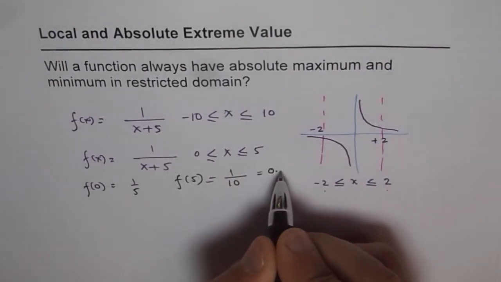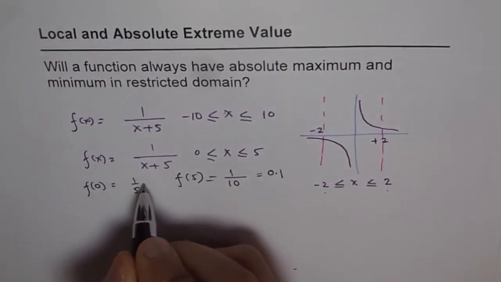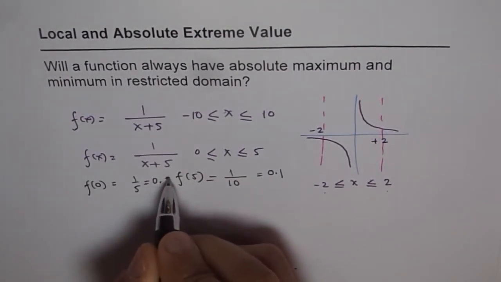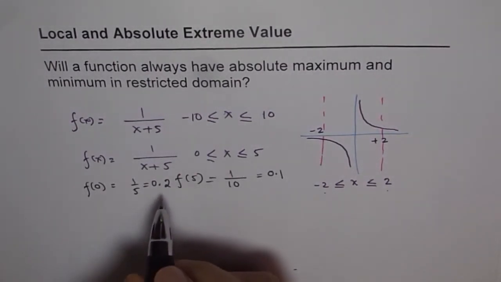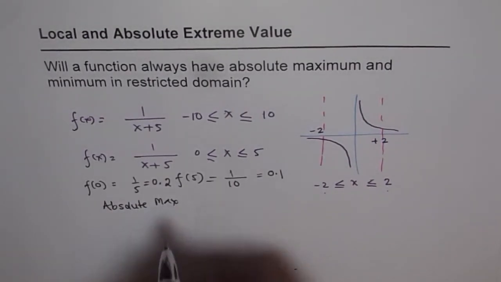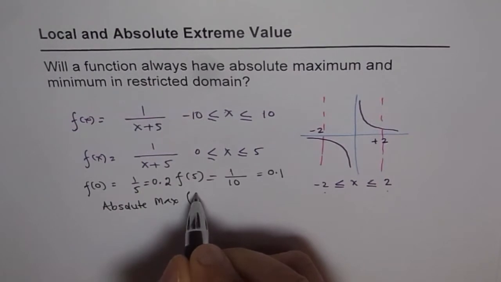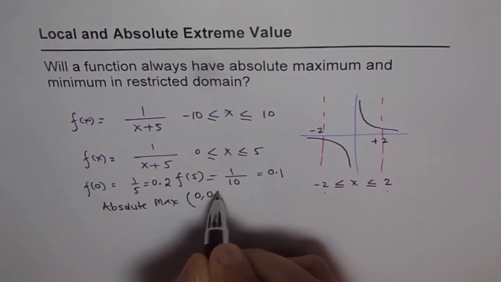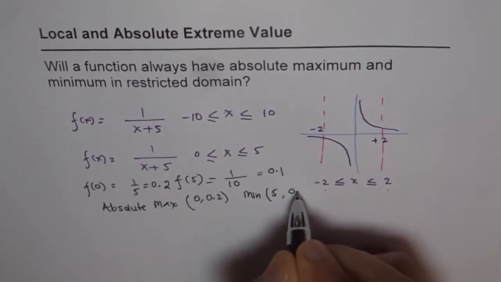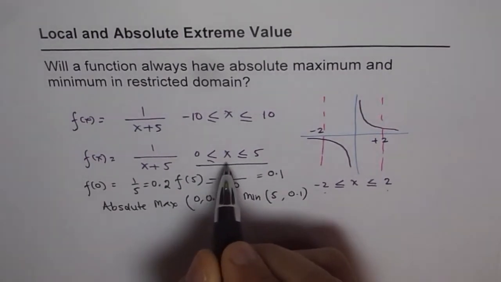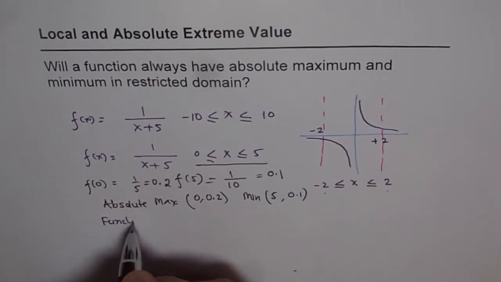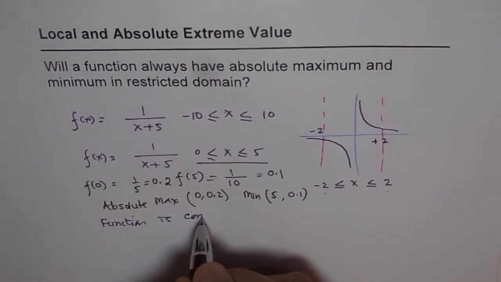This is 0.1, and this is smaller than that. Some students make a mistake here also. They treat that as bigger. And this is 0.2. So we have absolute maximum at the point which is for us 0, and the value is 0.2, and a minimum at 5, and the value is 0.1, because in the given domain our function is continuous.